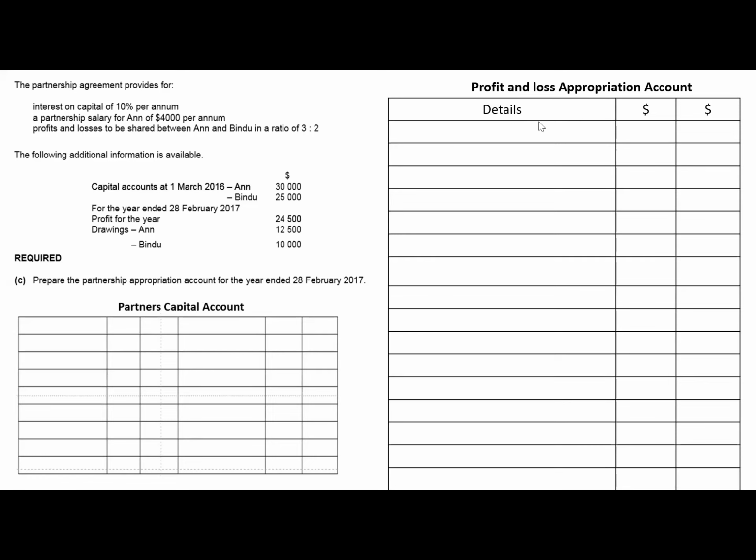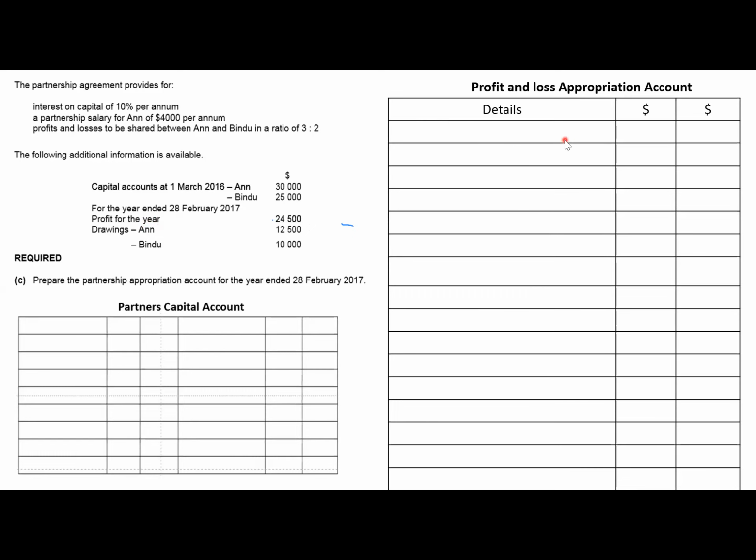Now you will start with the profit for the year. Can you see where the profit for the year is over here? Here. You have the profit for the year as 24,500. Are you with me? Okay. So where will this profit for the year go? You will start your appropriation account with profit for the year.